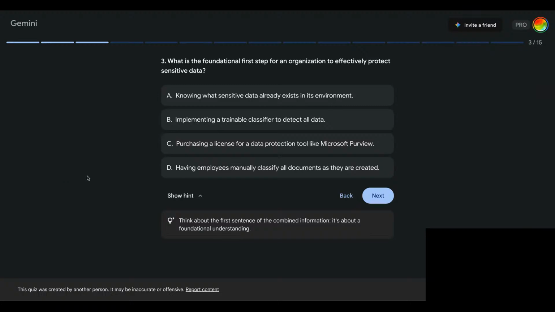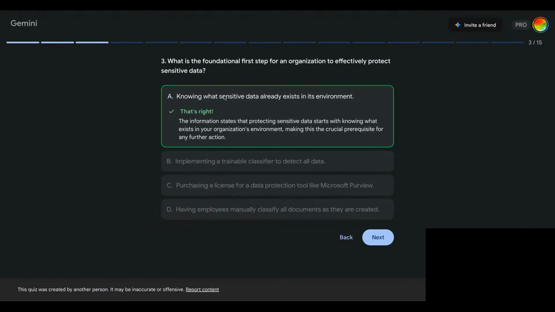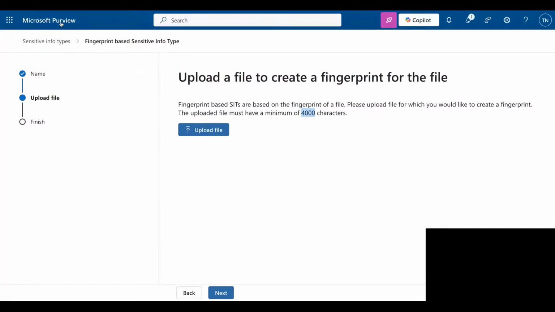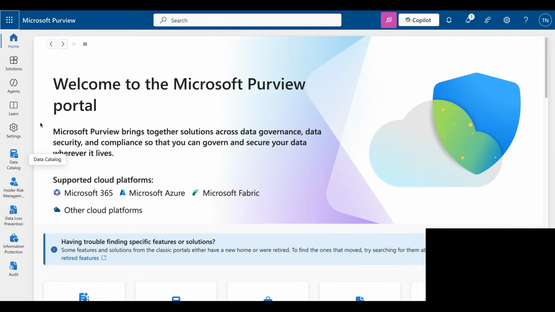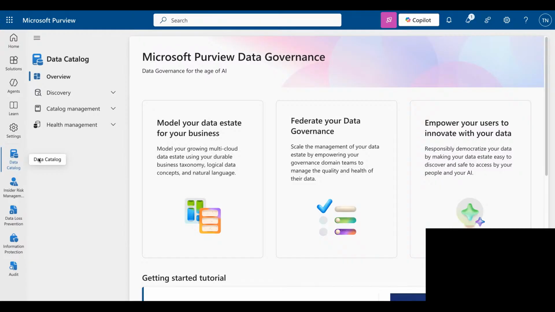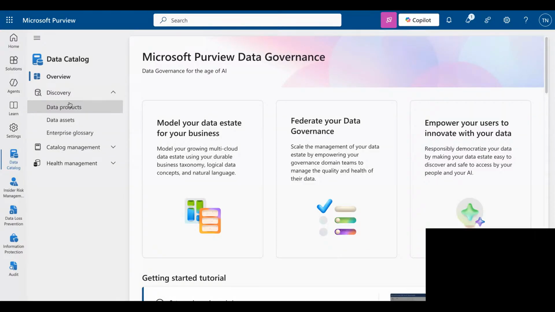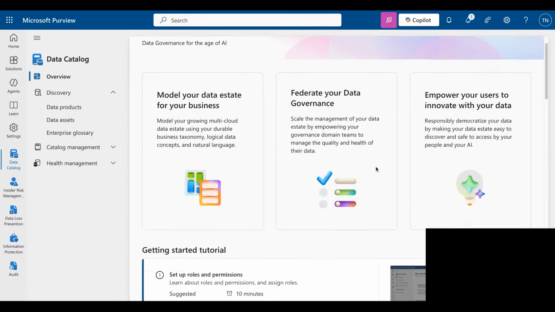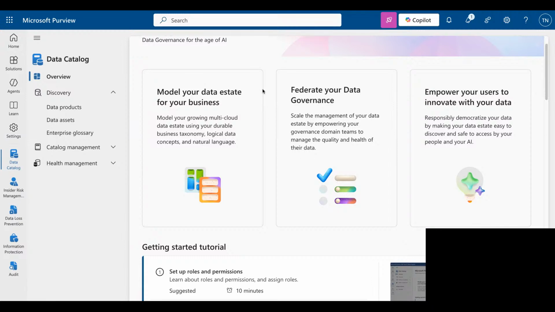So the first thing, I'll give you an answer. I'll have to scan the environment we use so that I can know what sensitive data exists in the environment. I'll share this screen. There we go. I'll come here. You can use this to scan the environment to know what data is available in the environment. Data catalog. So this will discover all the data that's there.